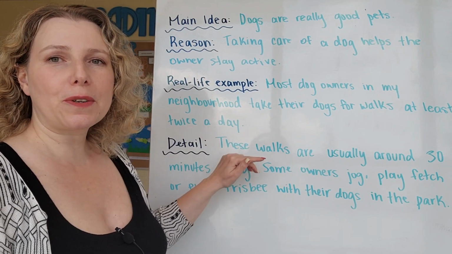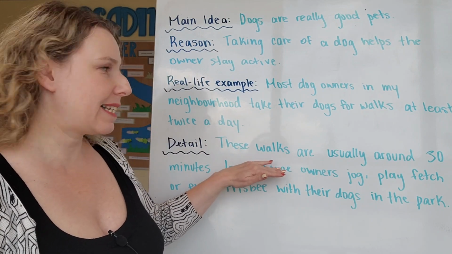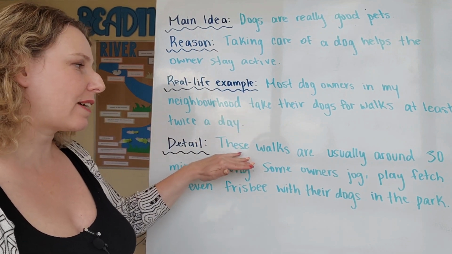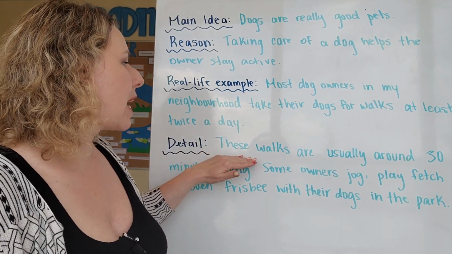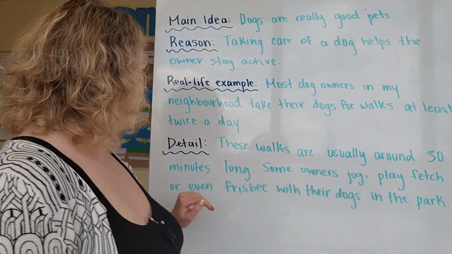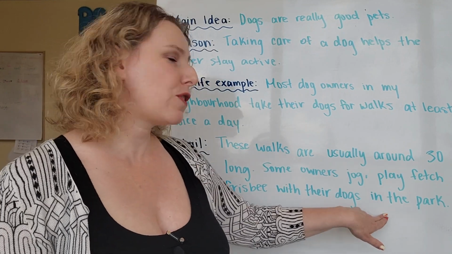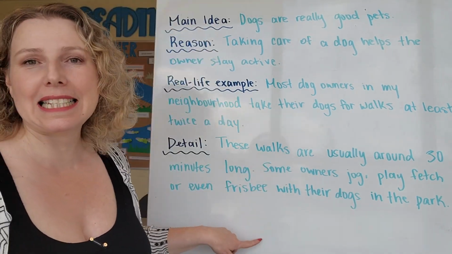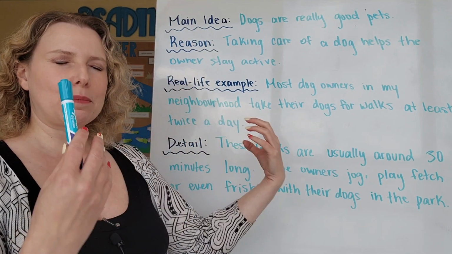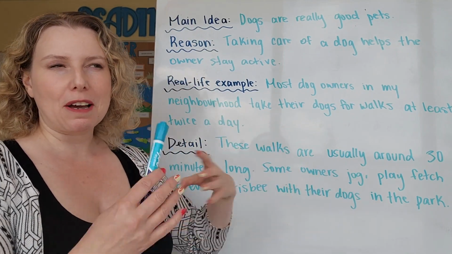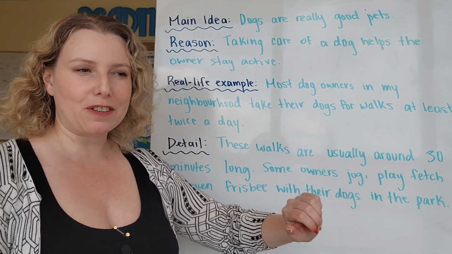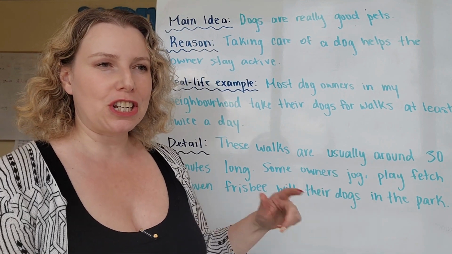Next, we're going to further support this example with a detail, a visual detail. What does this activity actually look like if you were to observe dog owners? These walks are usually around 30 minutes long. Some owners jog, play fetch, or even frisbee with their dogs in the park. Now, this is a detail because it's visual, because when you read this sentence, you can almost see a moving picture in front of your eyes. You can see what's happening in these parks, playing fetch, throwing a frisbee, running after your dog, the dog running after you, chasing each other.